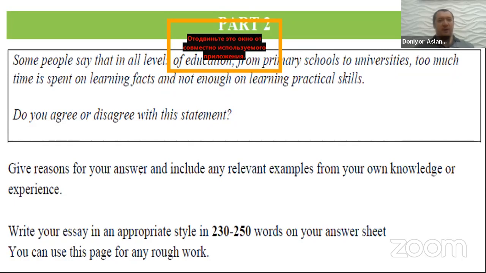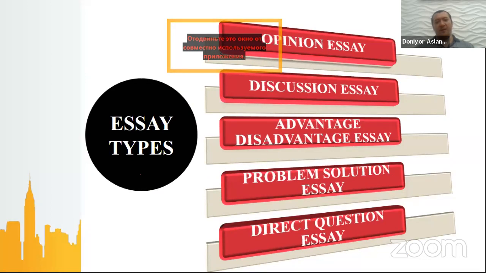It's also okay. So we have 5 million or sometimes 6 million types of essays. You should know well about opinion essay, which is also called agree or disagree essay. And the second mostly given type of essay is discussion essay, where you should discuss both sides of one thing. Or we have advantage or disadvantage essays, problem and solution essays, and the last one, direct question or 2-part question essays. It's sometimes called 2-part question essays.